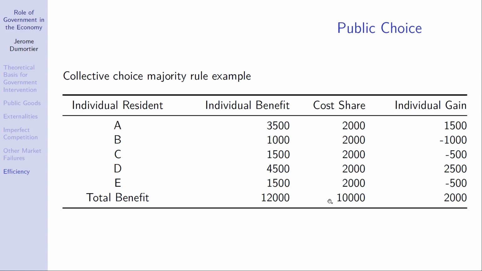Kaldor-Hicks criterion because the winners could compensate the losers. But when you look at the individual gains, the individual gain for the first person would be the 3,500 minus the 2,000, and you only have 2 people having an individual gain and 3 people having a loss. So this project would not meet the Pareto criterion. And also, if you actually were to put this project to a vote, it would fail at 3-2. Okay.